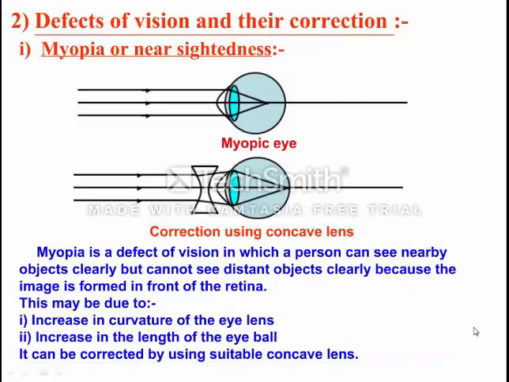Good morning students. In today's class we will see the defects of vision and their correction. Till now we have talked about the normal eye, which does not have any defects. The defects of vision you have to study in class 10th are myopia, hypermetropia, presbyopia and cataract. Basically three: myopia, hypermetropia and presbyopia.